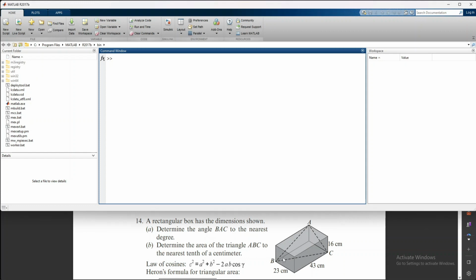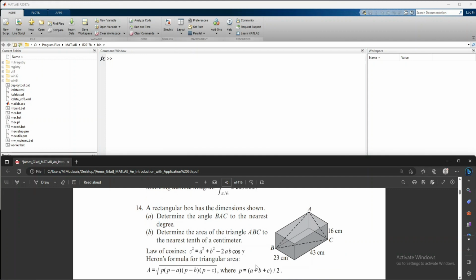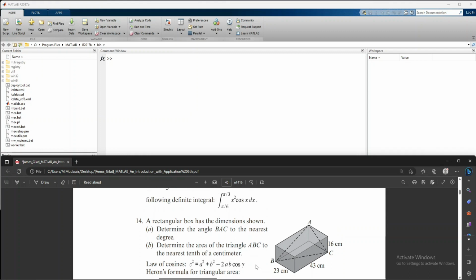That means if we make a triangle from A, B and C, we have to find the angle between these two lines, and determine the area that is covered by this triangle. And we have some formulas like the law of cosine or Heron's formula for the triangular area. So let's just start from the question.